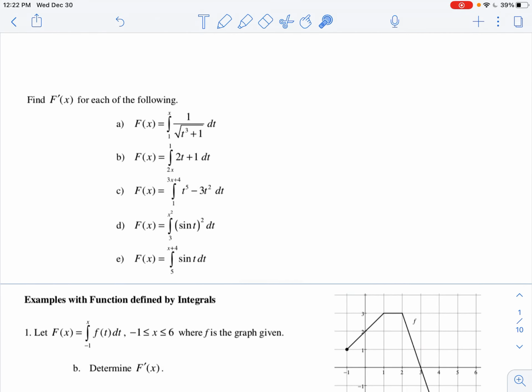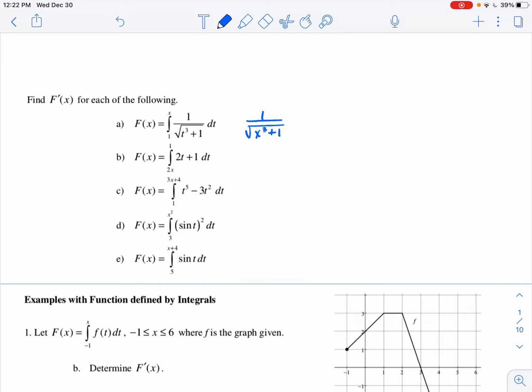So here are those few sample problems. We're just going to spend a minute and find f prime of x. And so that is going to equal the function evaluated at the upper limit times the derivative of the upper limit. So this will just give me x cubed plus 1.